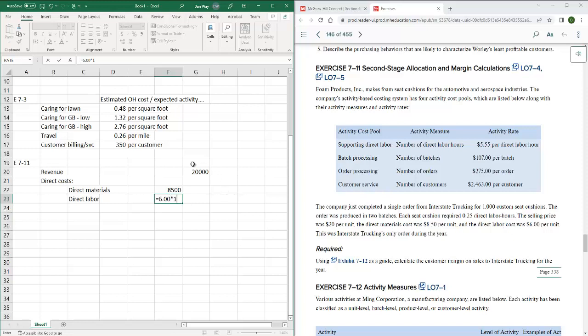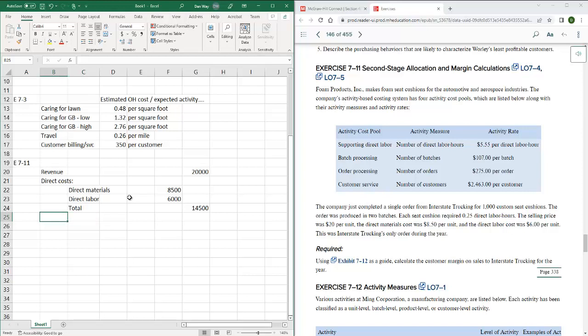$6 times 1,000 seat cushions ordered means direct labor cost was $6,000. So I'm actually going to subtotal the direct costs here, direct materials plus direct labor, for a total of $14,500.